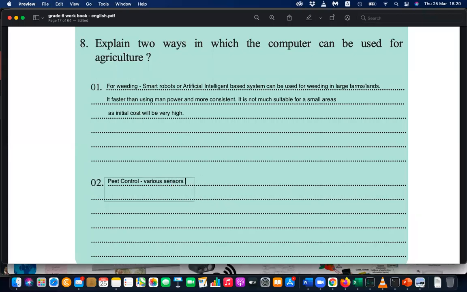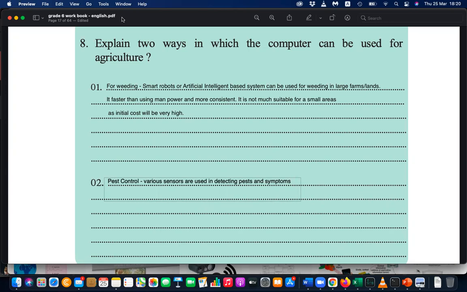Various sensors are used in detecting pests and symptoms. Not only pests, but symptoms. So sometimes you can't detect the pest, but you can detect the symptom. What is a symptom?